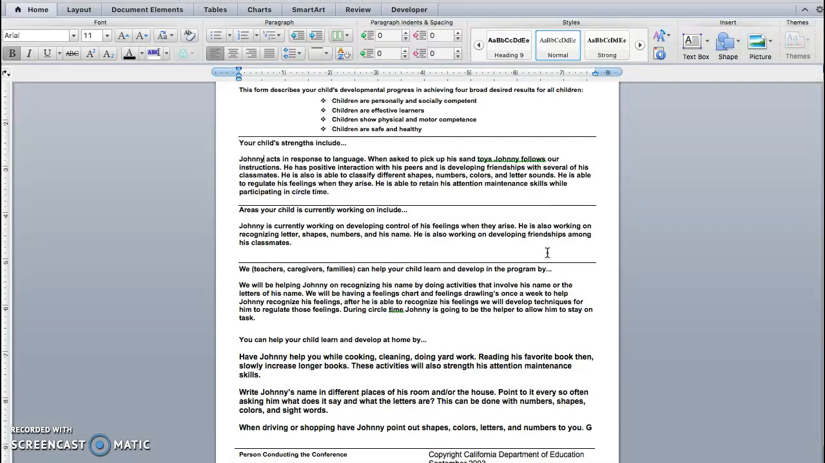That is more specific. That's giving them ideas of what to do at home. Parents don't necessarily have education in child development. You do. You know the activities. You know what they can do. You know the things that you do in your own classroom. Use the curriculum activities if you need to.